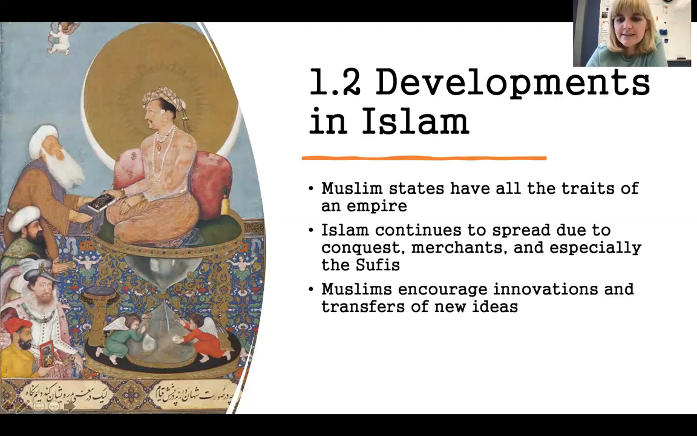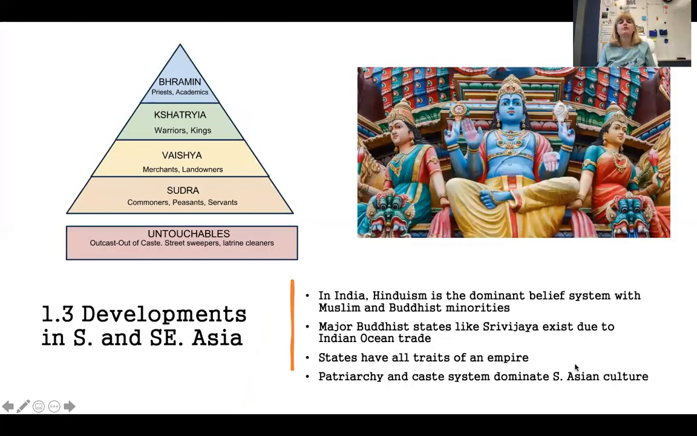Now, moving on, let's talk about South and Southeast Asia. Remember, these are two separate regions. South Asia is modern-day India and Pakistan and Bangladesh. Southeast Asia is modern-day Vietnam, Thailand, Cambodia, Laos, all right, Indonesia. Even though these regions geographically are very, very distinct and very different, during period one, they have a lot of overlap and a lot of similarities.